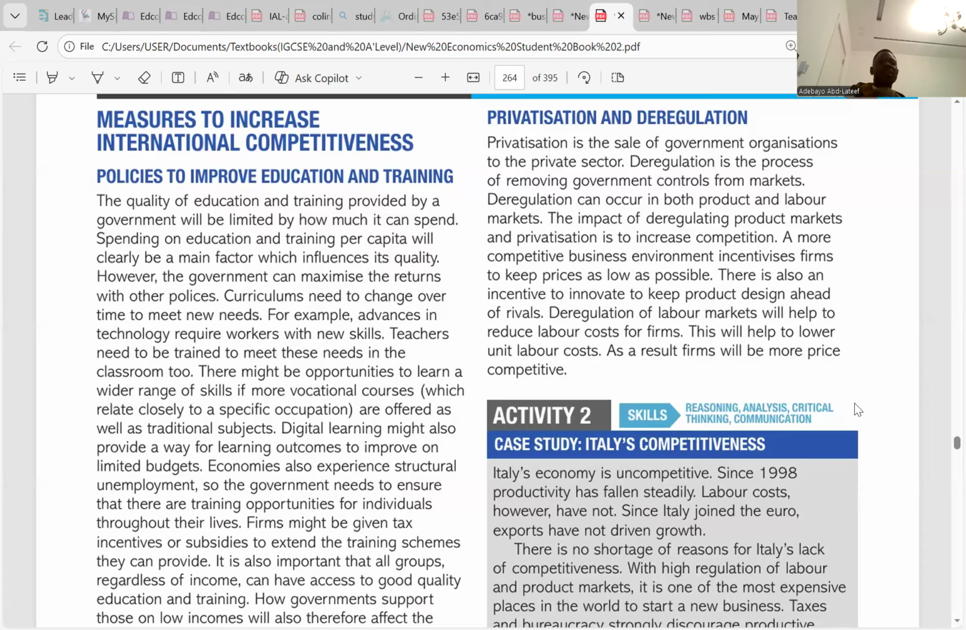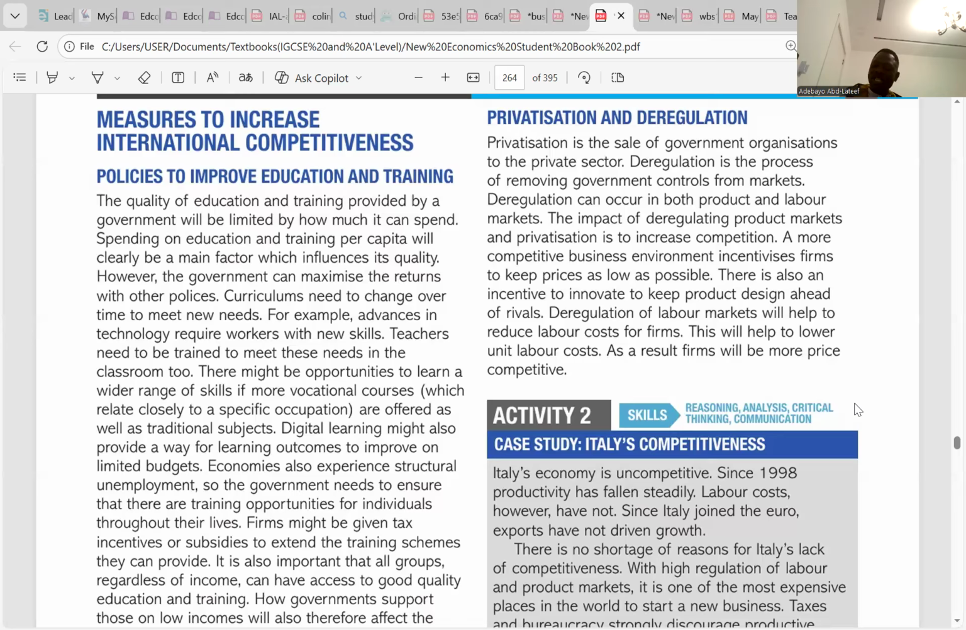So they said curriculums need to change over time to meet needs. For example, advances in technology require workers with new skills. Teachers need to be trained to meet these needs in the classroom too. So it simply means an economy would only improve in terms of its human capital if teachers in the classroom are able to pass on advanced, new knowledge to students who are likely to become workers or who are likely to go into the labor market to seek employment.